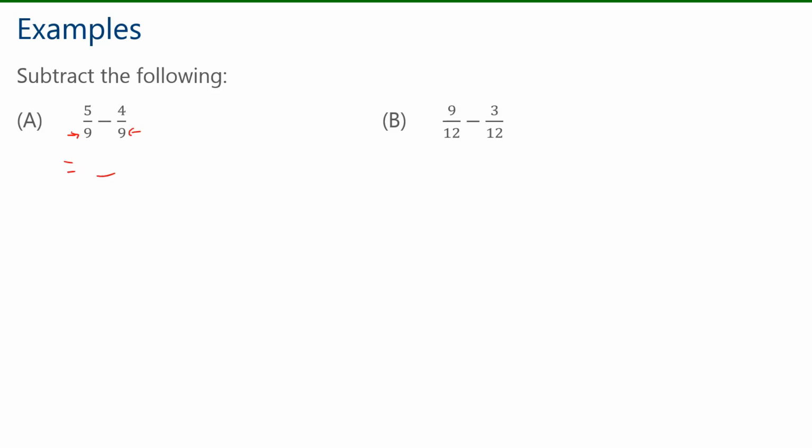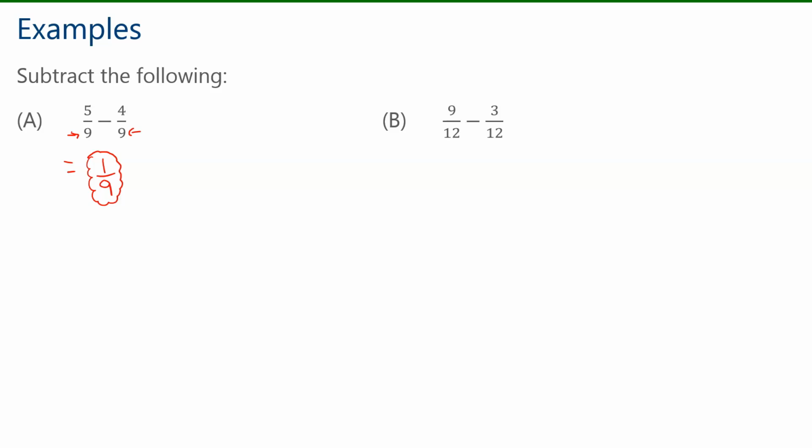So let's take a look at a few examples. In A, we have 5/9 subtract 4/9. We see our common denominator of 9. Our recipe tells us, copy it down, and 5 subtract 4, subtract the numerators, and we get 1. Can 1/9 reduce? I think not. That is simplest form.